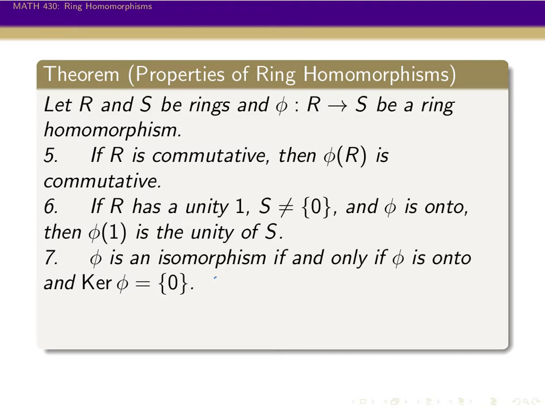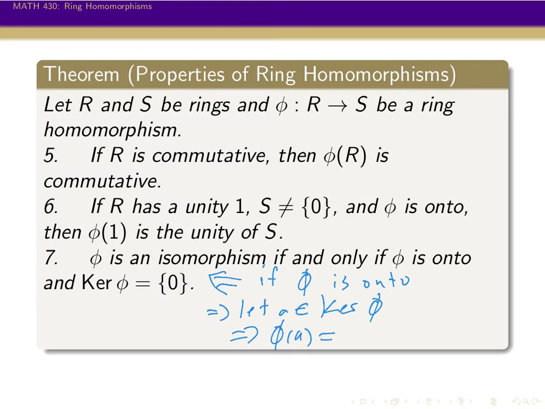So for the other direction, showing that if phi is onto, well then let's let A be in the kernel of phi. Well then phi of A equals 0 in S, but that's also equal to phi of 0 from R. And so since phi is onto, this means that A is equal to 0 in R. So the kernel of phi is trivial. Everything in the kernel has to be equal to 0.